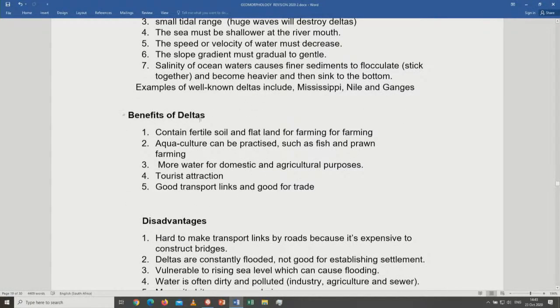Make sure that you go through them. They contain fertile soil and flat land for farming. And why are we saying fertile soil? Because remember, inside that particular water we have silt. The silt is the one that will make the soil fertile. And then aquaculture can be practiced also, such as fish and prawn farming. More water for domestic and agricultural purposes. Tourist attraction also. Good transport links and good for trade also.